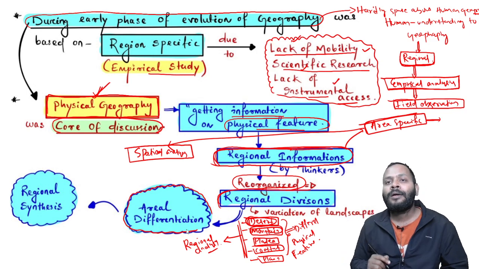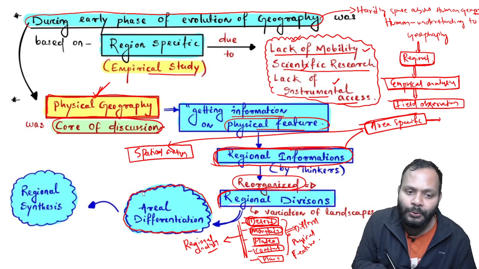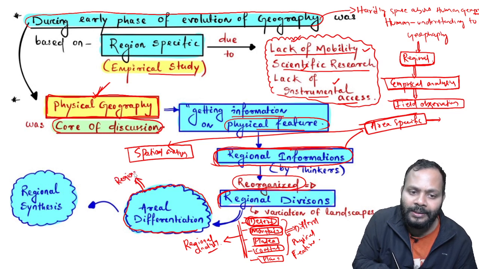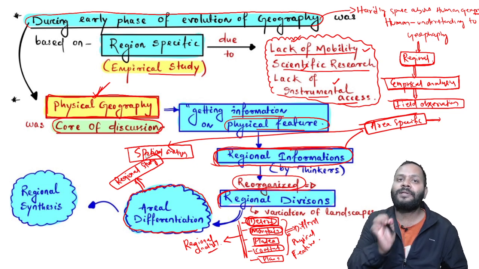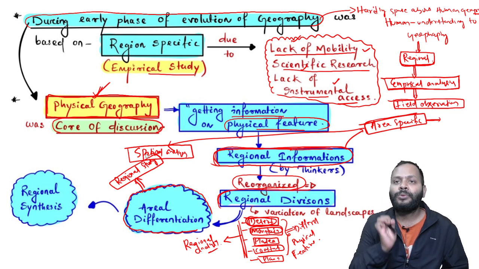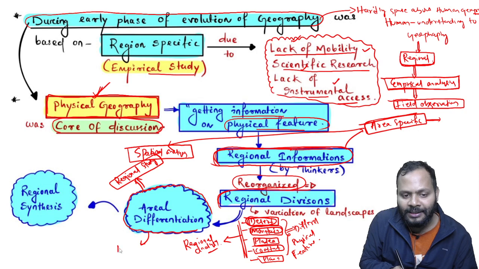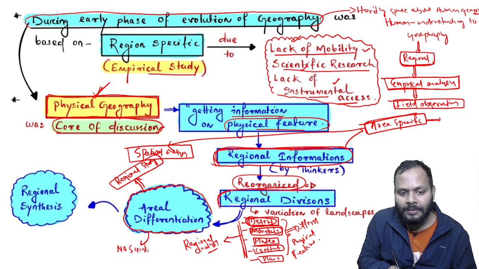Is it clear? Now tell me one thing, do you find this areal differentiation is regional? Yes, this is a regional study. Does it have any scientific validation? Do you find that areal differentiation has scientific validation? There is no scientific validation that we find.